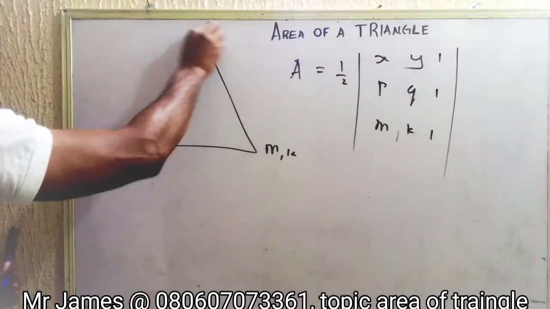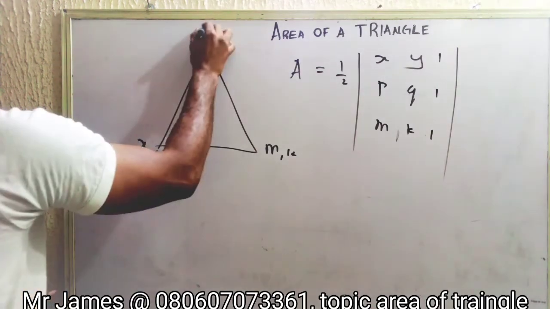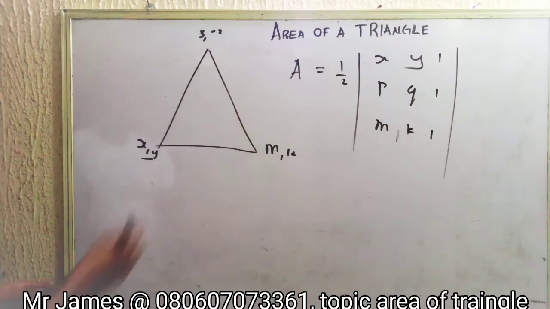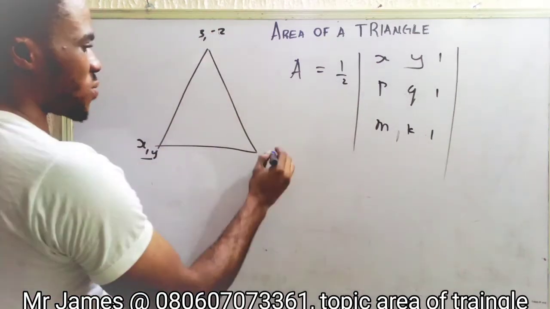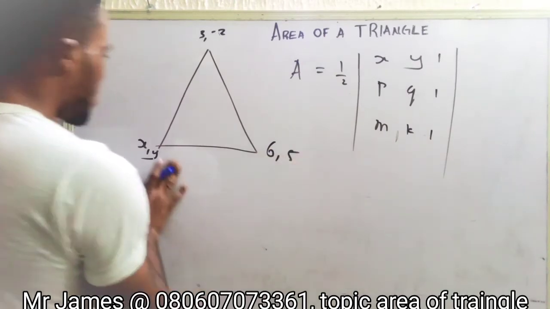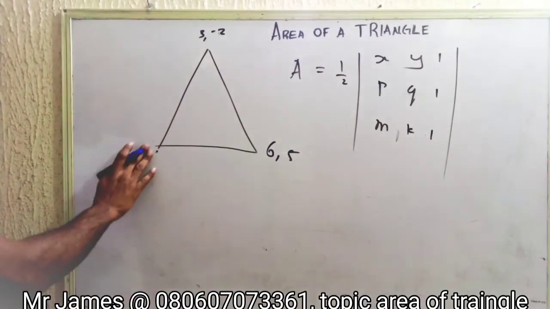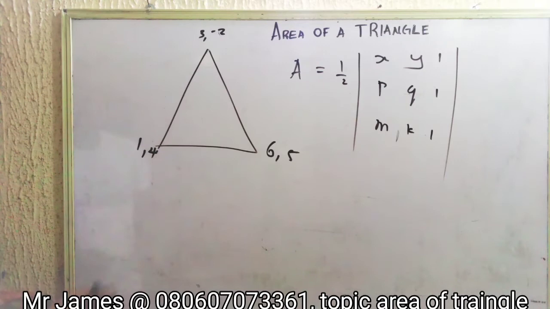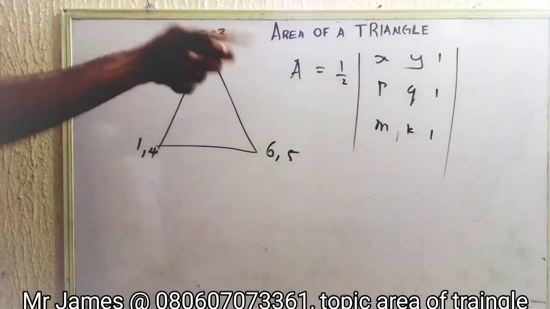Now let us try to substitute values in this place. Let's say here is 3, minus 2. Let us assume too that here is to be 6, 5. And I have here to be equal to 1, 4. And I'm required to find the area of this triangle. All I have to do is to transform it into a matrix that way.